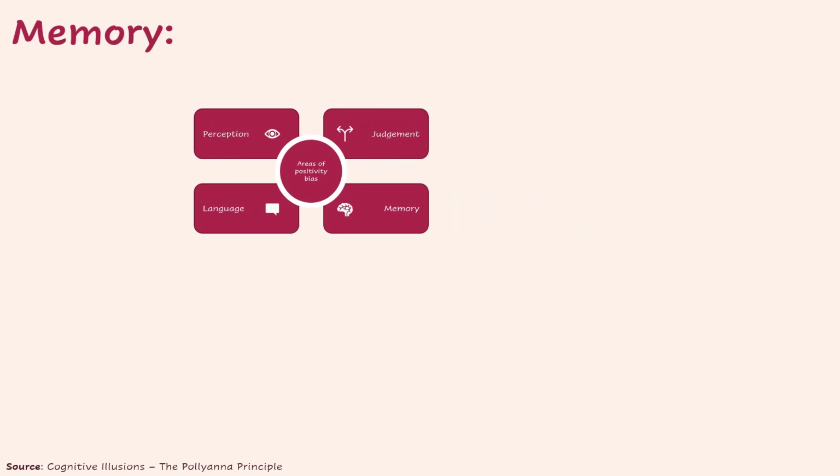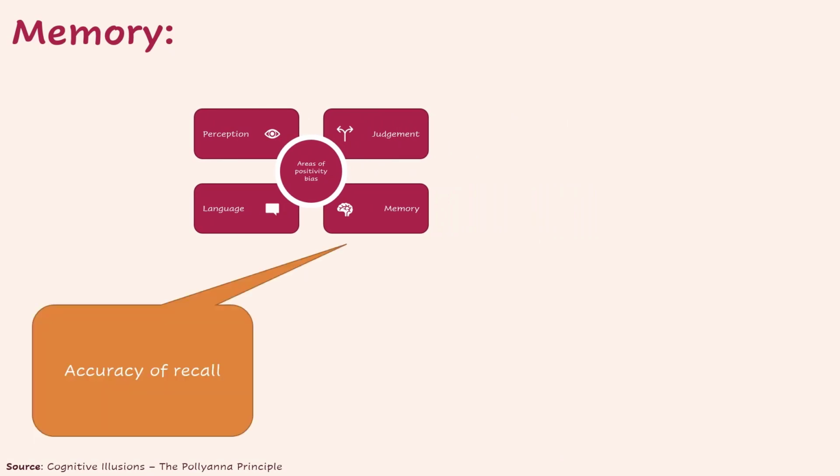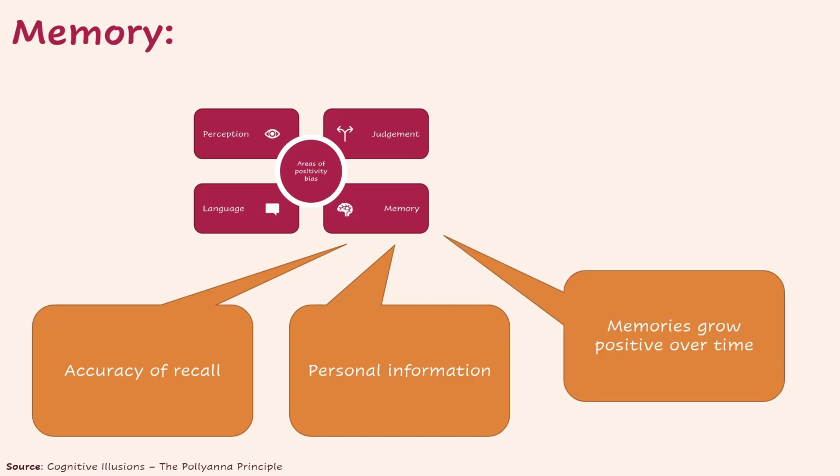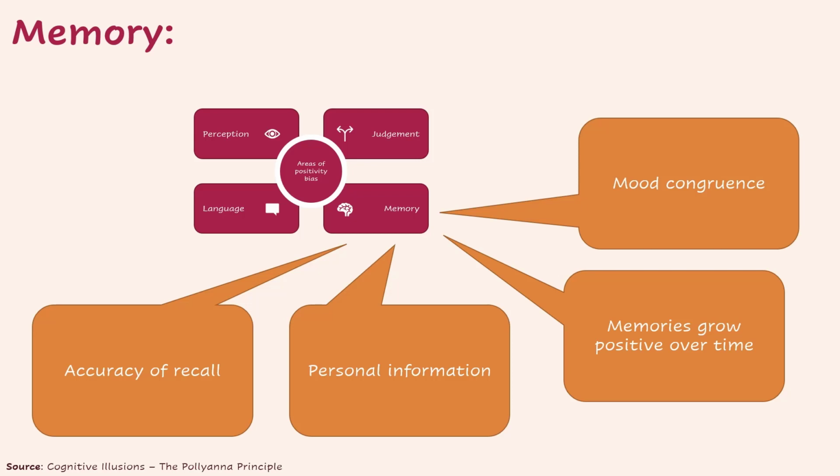Memory. Pleasant items are more accurately recalled. Personal information is also recalled better when talking about positive characteristics, like feedback for instance. Also, memories grow positive over time. Think about how trips become better and better as time goes by. Finally, mood congruence is when we recall items better when our mood matches them, particularly in a positive state.